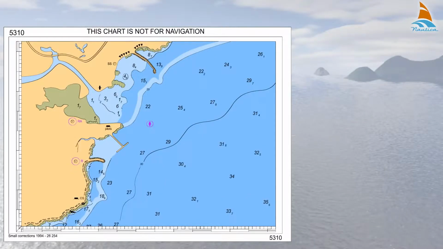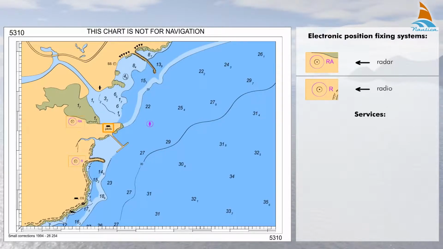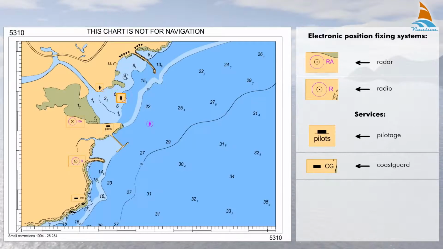On the nautical chart you'll also see electronic position fixing systems including radar, radio, and LORAN-C. Services including pilotage, Coast Guard, rescue, and signal stations.